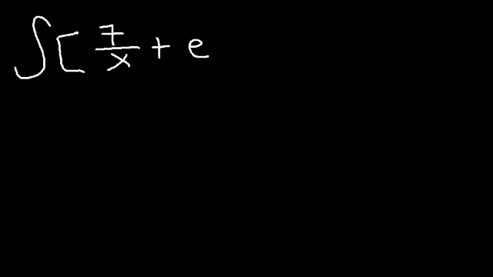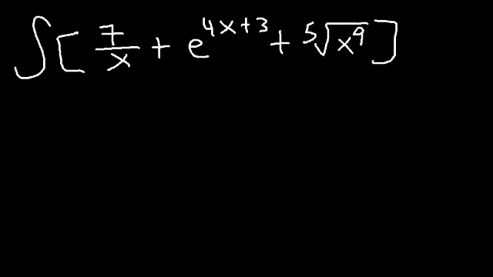So it's time for a mixed review. Go ahead and integrate the following expression. Let's say if you have 7 divided by x plus e to the 4x plus 3 plus the 5th root of x to the 9. So we know the antiderivative of 1 over x is ln x. So 7 over x is going to be 7 times ln x.